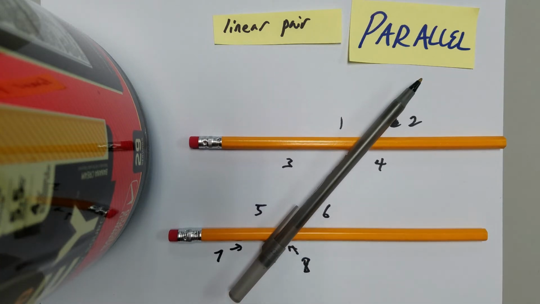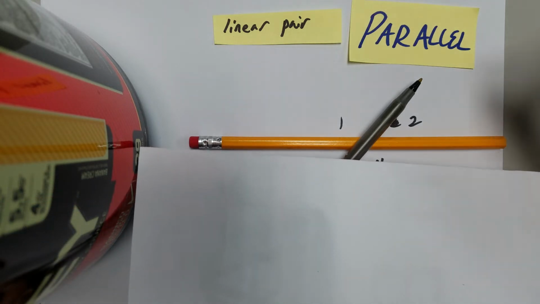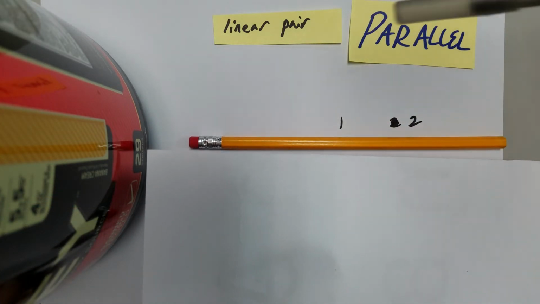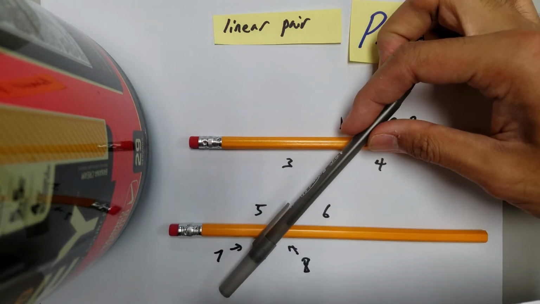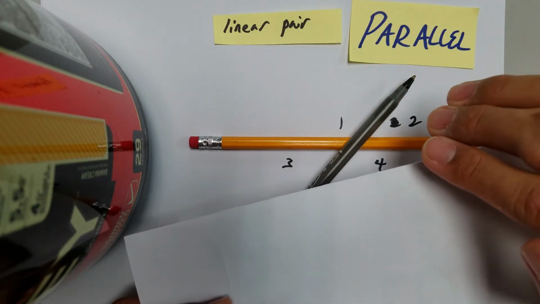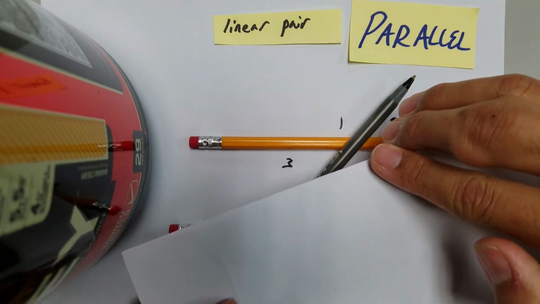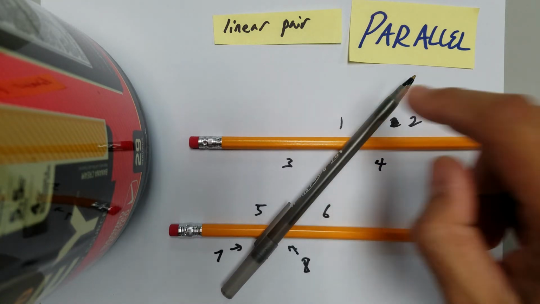So if you just look at these angles like they are, let's ignore these for a sec, and let's take out this transversal. 1 and 2 are a linear pair. They make a linear pair like that. If you just look at the pen, the transversal here, 1 and 3, they make a linear pair. So you have lots of linear pairs.